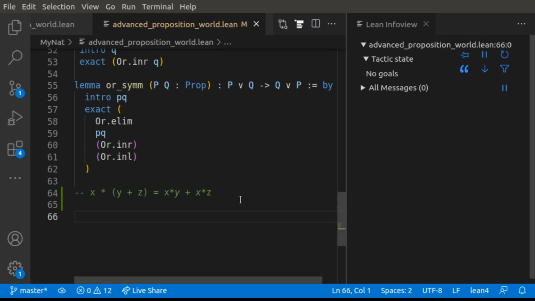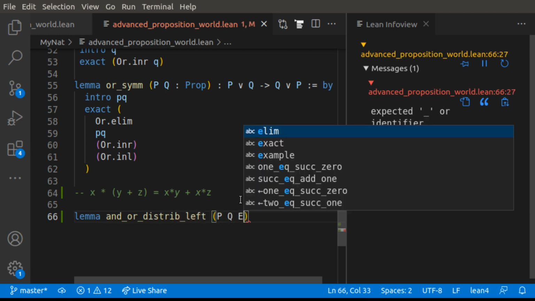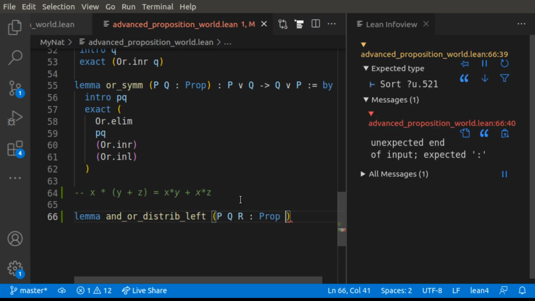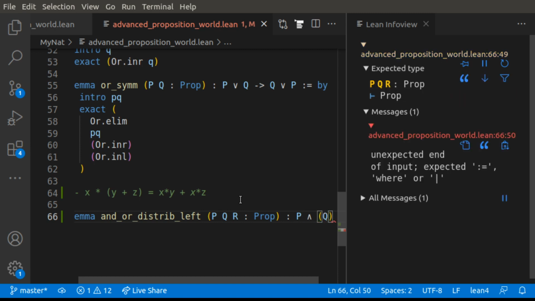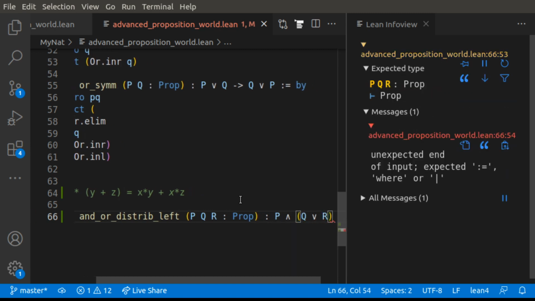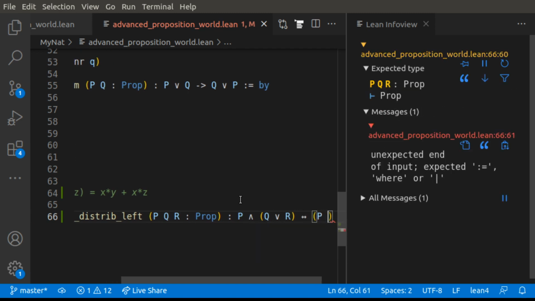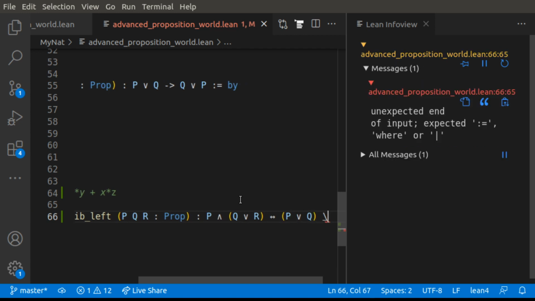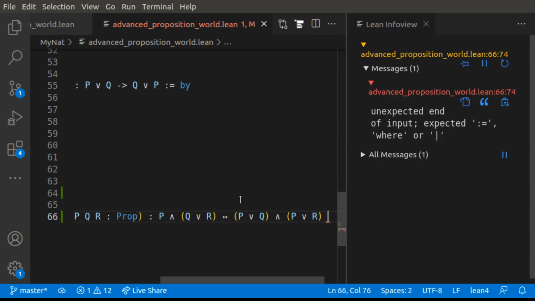So we're going to prove the lemma and_or_distrib_left. P, Q, R are all propositions. P and (Q or R) if and only if, or like is equivalent to, (P or Q) and (P or R).